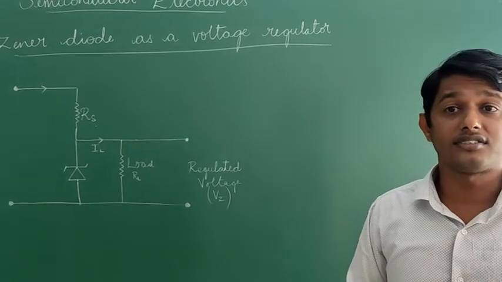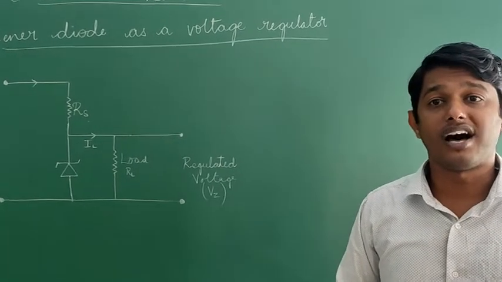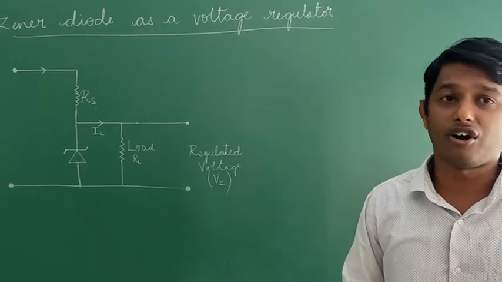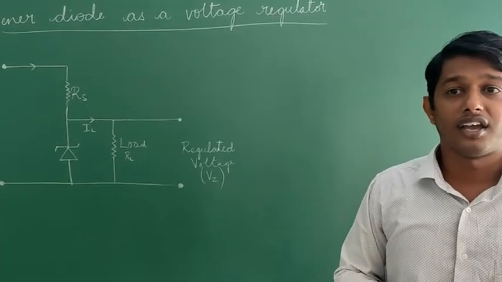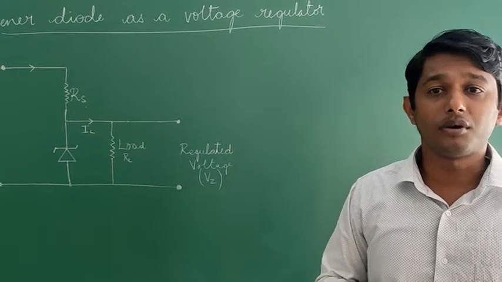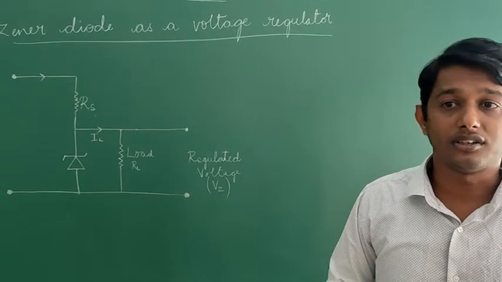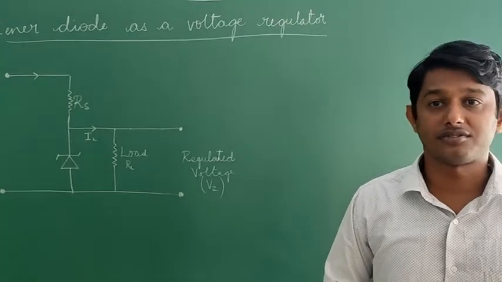This increases the voltage drop across RS, but the voltage drop across the Zener Diode remains constant. This is because in the breakdown region, Zener voltage remains constant even though the current through the Zener Diode changes.